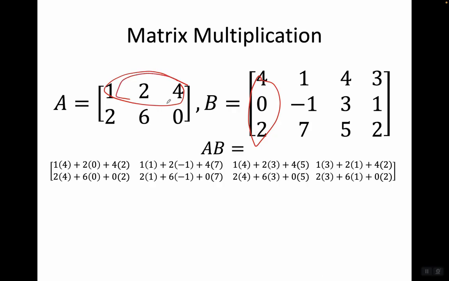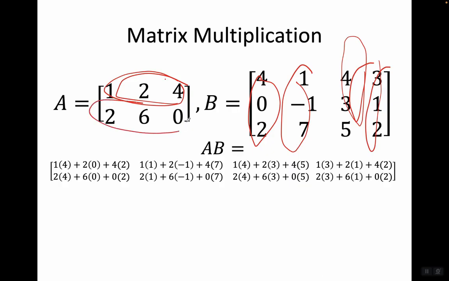Then we've got this row times this column, and so on. So that's going to be 1 times 1 plus 2 times negative 1 plus 4 times 7. And you just keep going. This row times this column, and then this row times the fourth column. And then we've got this row times the first column. Again, second row, first column, ends up being in the second row, first column of AB.